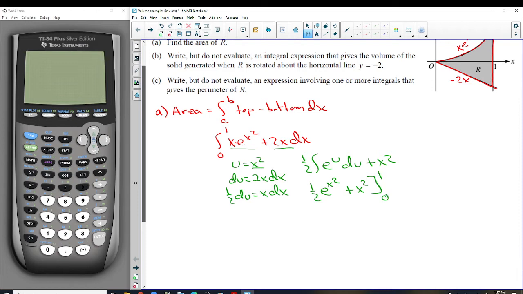So when we plug 1 in, we get 1/2 e to the first, plus 1 squared is 1, and then minus, when we plug 0 in, we don't get 0. E to the 0 is not 0. E to the 0 is 1. So 1/2 plus 0. And so the answer is 1/2 e plus 1/2, because 1 minus 1/2 is 1/2.